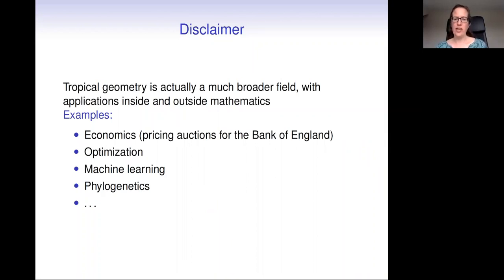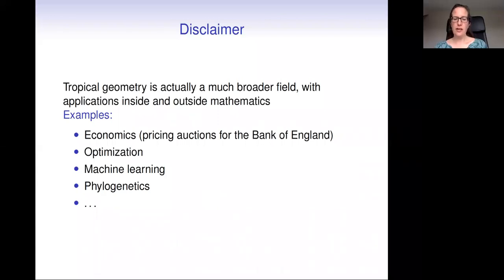So there's applications, for example, in economics. So Paul Klemperer at Oxford was involved in pricing auctions for the Bank of England during the financial crisis, using some ideas from tropical geometry. In optimization, so optimization over the tropical semiring, which we'll meet in a moment, or otherwise known as the max plus algebra, is much older actually than tropical geometry. And for example, it was used to design the schedule for the Dutch railways at one point. More recently, the ideas that we'll meet this week have been used in some more theoretical ideas in optimization.